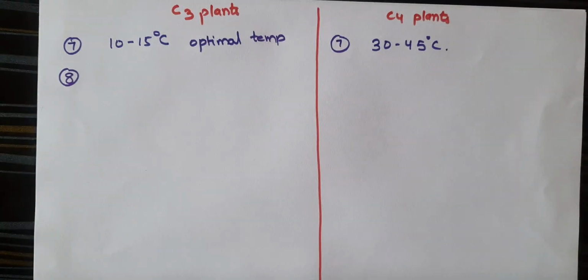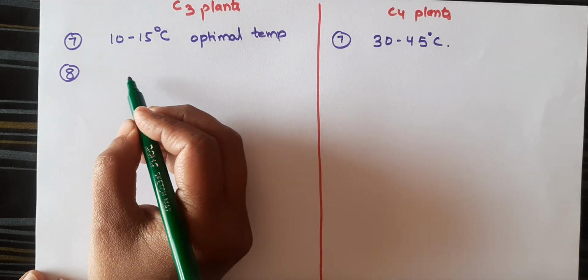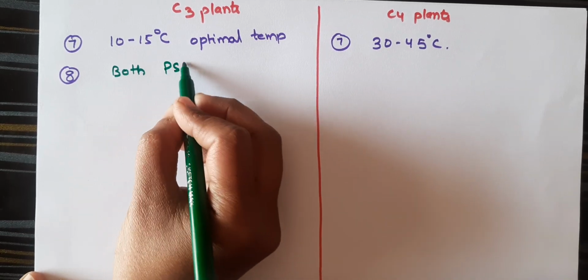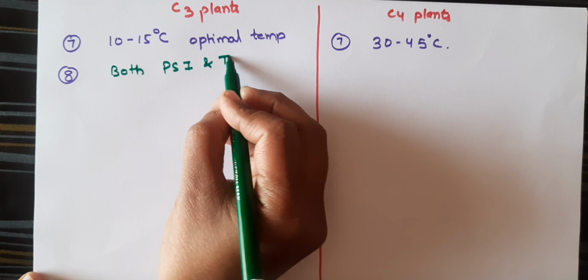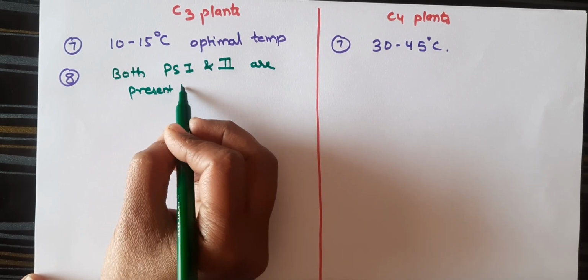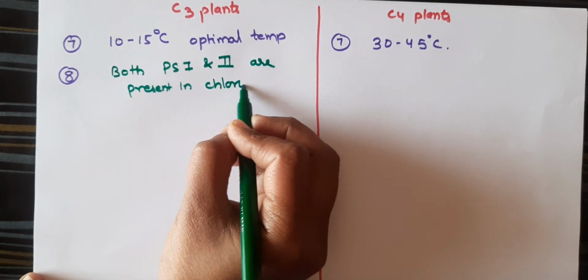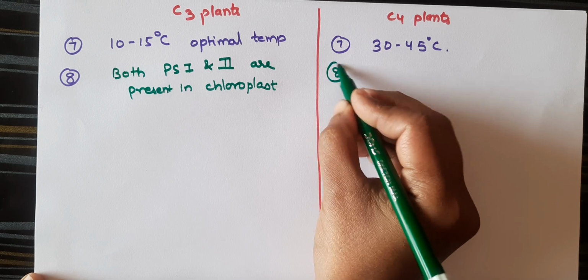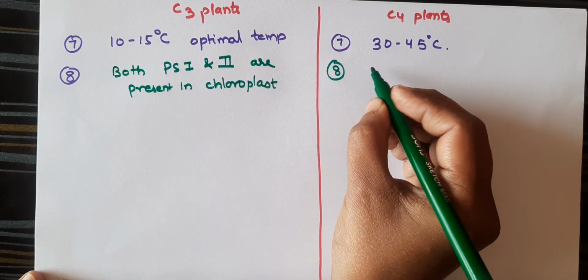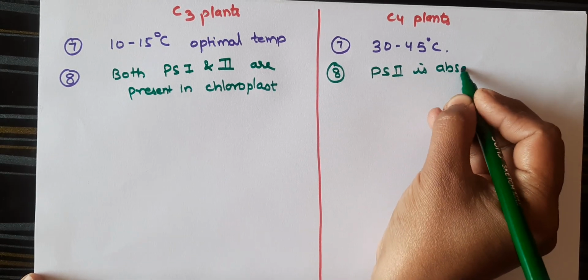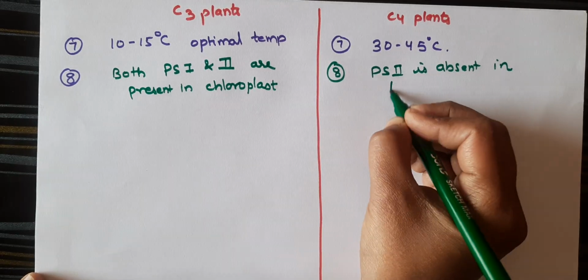So the eighth difference between the C3 and C4 plant is that in each chloroplast of C3 plant, both photosystem 1 and 2 are present. However, in C4 plant, photosystem 2 is absent in bundle sheath cells.